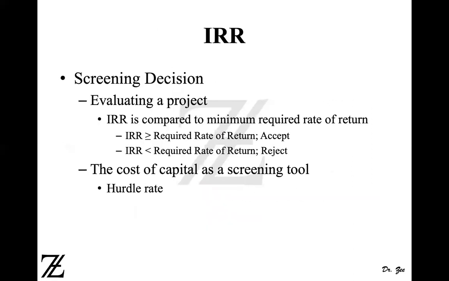Now, IRR is used for both screening decisions and preference decisions. In this section, we'll be discussing the screening decision. Later in the video, we'll be devoting time to the preference decision. So how do we make a screening decision using IRR? First, we find out what our hurdle rate is. Usually the hurdle rate is set as the cost of capital, right?